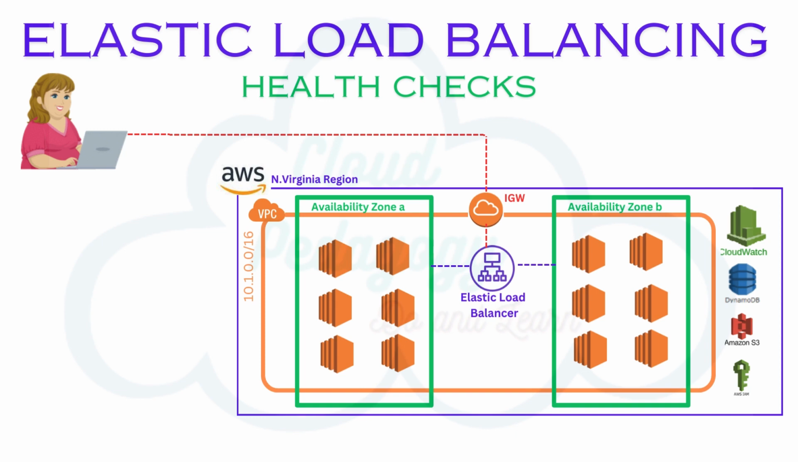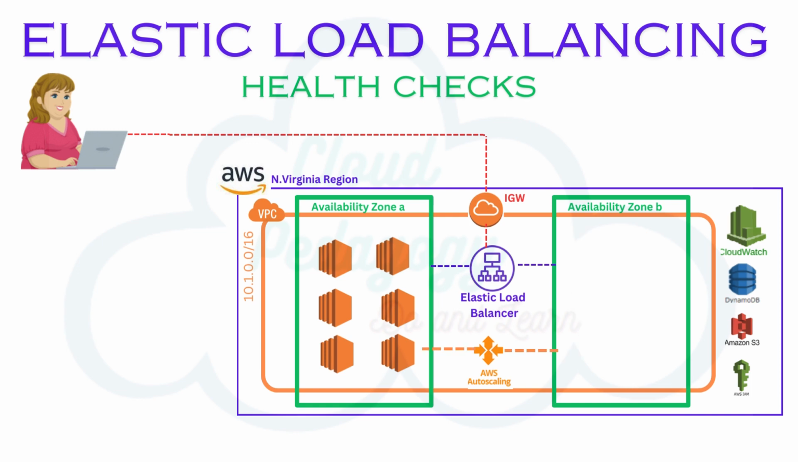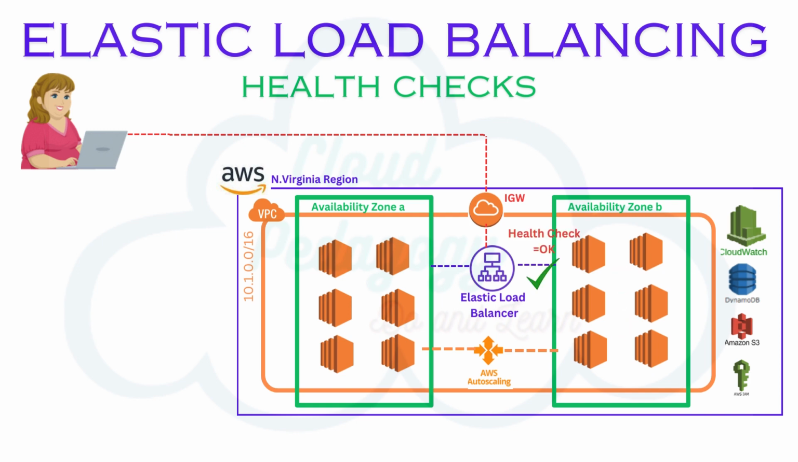If ELB determines that an EC2 instance is no longer working, it stops sending traffic to it and lets EC2 autoscaling know that. EC2 autoscaling's responsibility is to remove it from the group and replace it with a new EC2 instance. Traffic only sends to the new instance if it passes the health check.